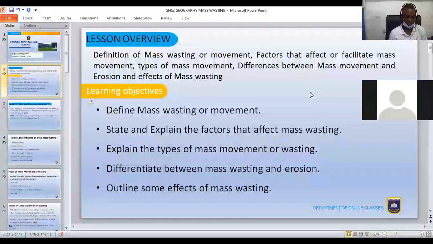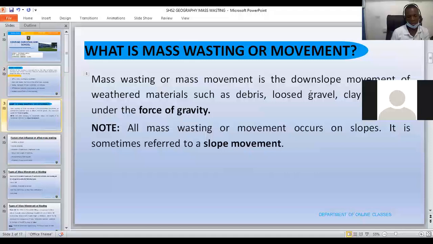All right. Now, having gone through the lesson overview and our objectives for this lesson, let's look at the definition or the explanation of mass wasting. How can we define or explain mass wasting or mass movement?